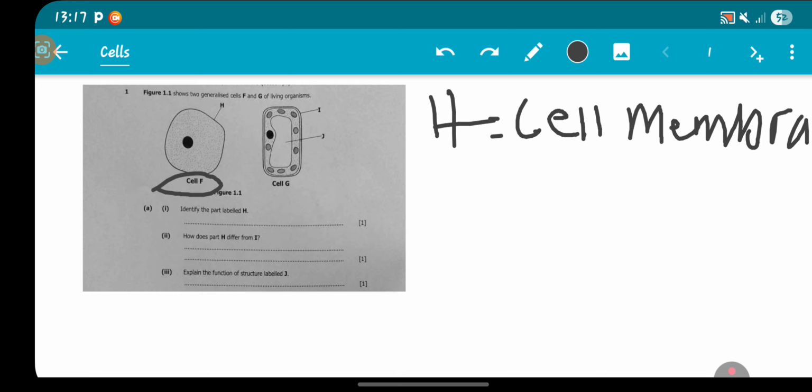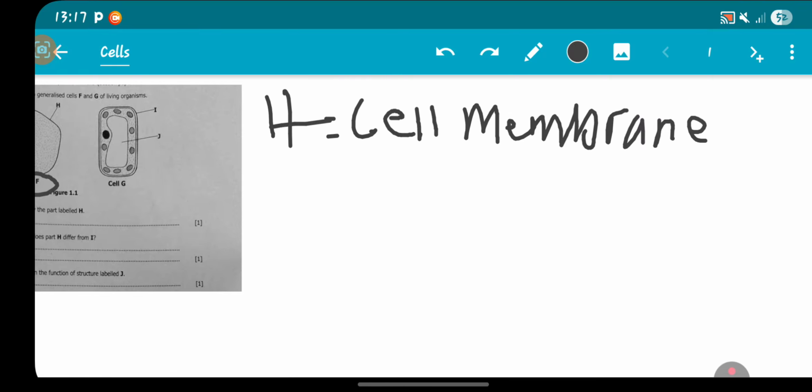while part I, the part labeled I on cell G, is giving shape to the cell. The other thing is that we can say part H is found in both plant and animal cells, while part I is found only in plant cells. So we can choose whichever we want. Just go for the simple one, which is part H.